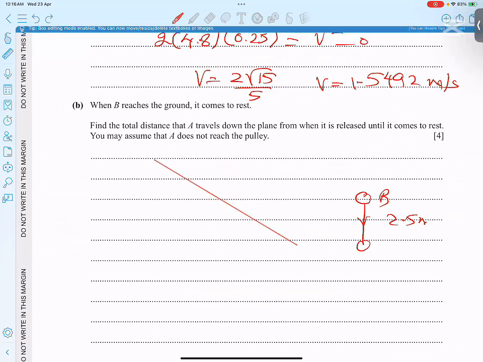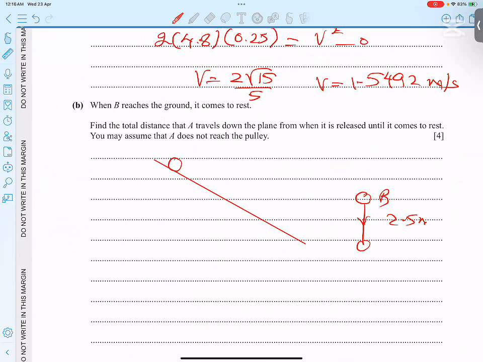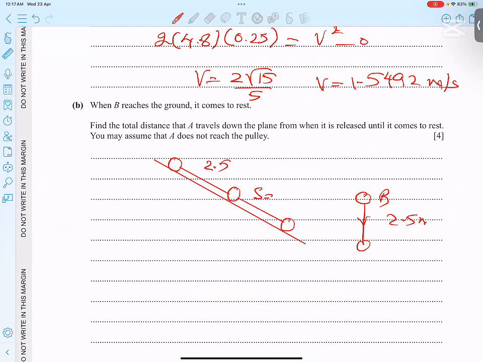So for the A particle, it will move in two situations. First, it will move this much, and that is exactly equal to 2.5 meters. And then if we move further, we don't know how much this will move further. This is my task. Okay, an interesting point which we have.